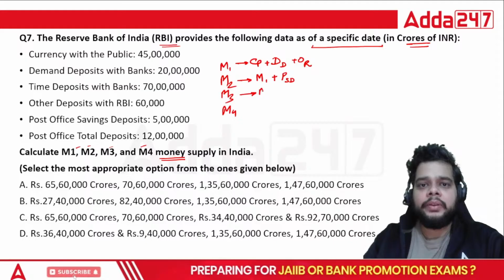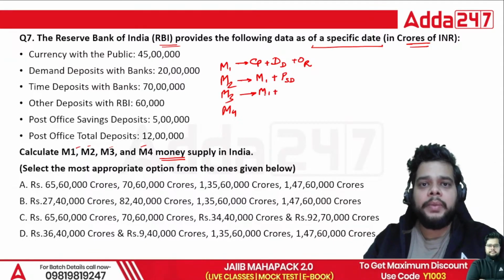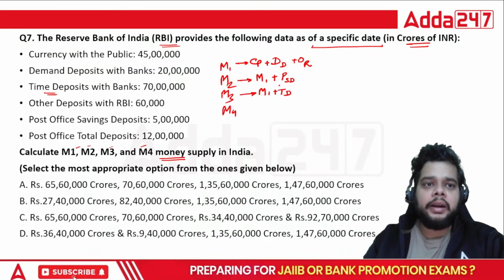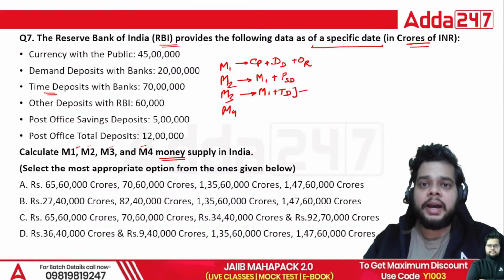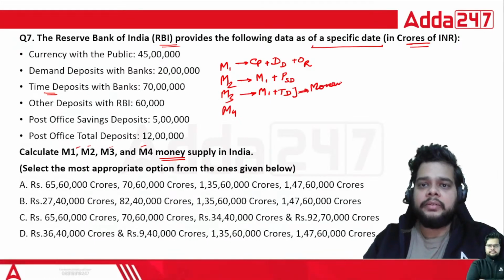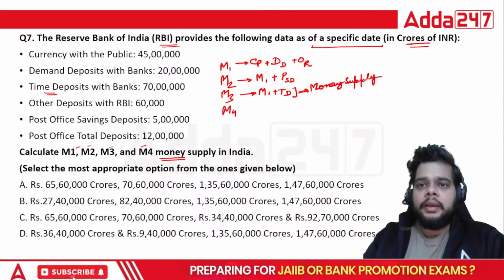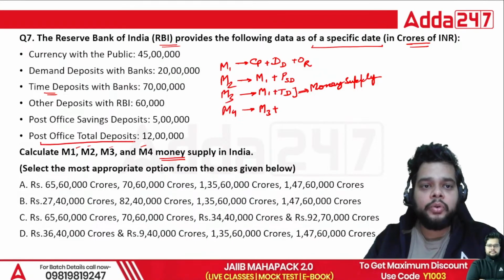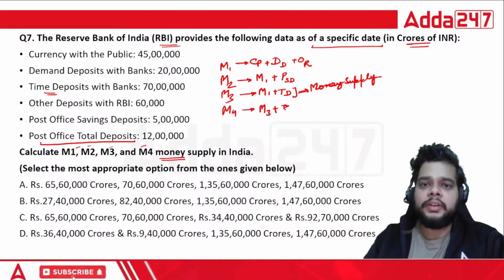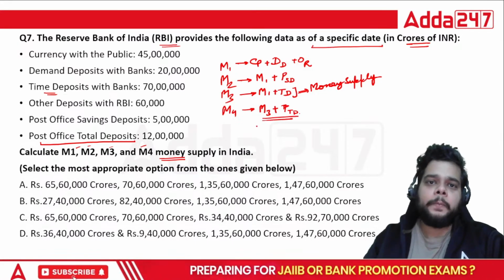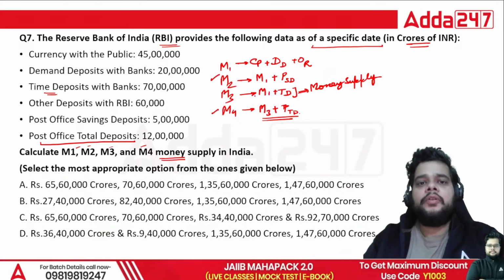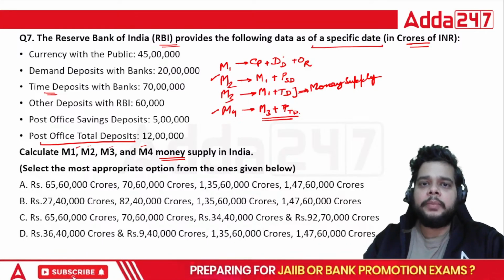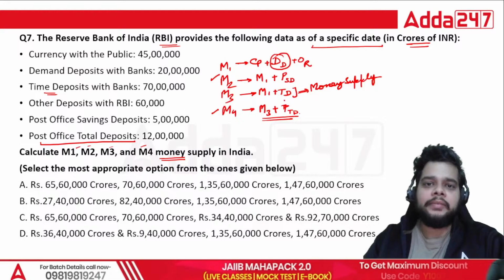In M3, M1 is added to the time deposits. Simply, the time deposits will be added, and we get M3, which is known as the money supply in any economy. Next, we have M4. It includes M3 plus the post office total deposits. So how can you remember? In M2 and M4 we have the components of post office deposits. In M1 and M3 we do not have any. M1 includes the demand deposit only. M3 includes demand as well as time deposits.